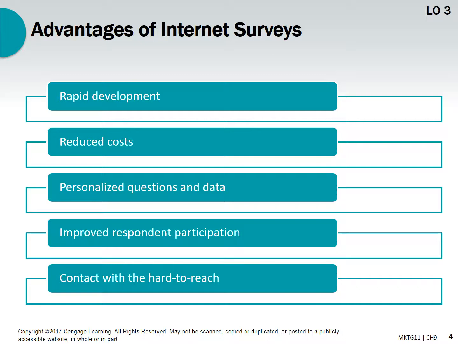The specific advantages of internet surveys that are sent to mobile devices include rapid development and real-time reporting. Survey results can be in a client's hand in significantly less time than would be required for traditional paper surveys. Dramatically reduced costs: the internet can cut costs by 20 to 40% and provide results in half the time. Personalized questions and data: internet surveys can be highly personalized for greater relevance to each respondent's own situation, thus speeding up the response process. Improved respondent participation.